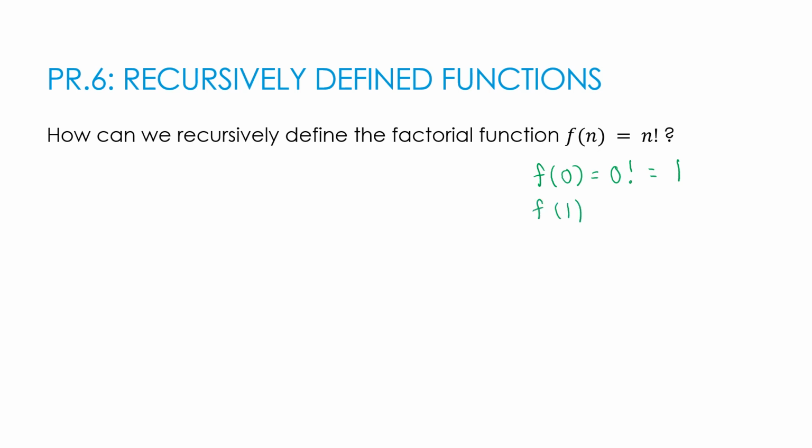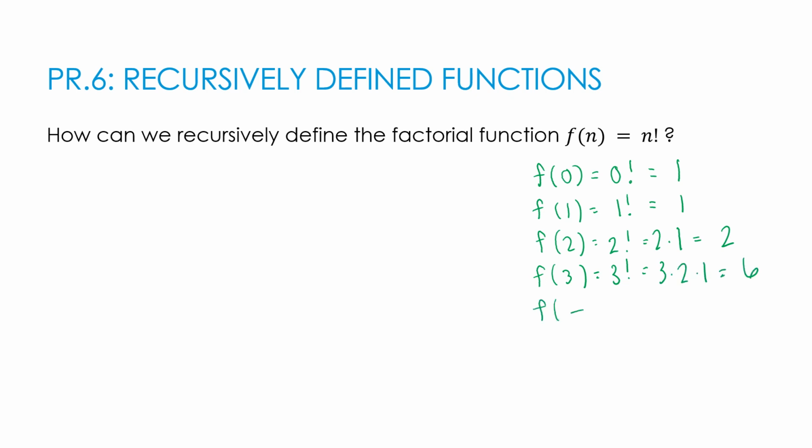F of 1 is 1 factorial. 1 factorial is 1. F of 2 is 2 factorial, which means 2 times 1, which is 2. F of 3 is 3 factorial, which means 3 times 2 times 1, which is 6. F of 4, 4 factorial, is 4 times 3 times 2 times 1, which is 24.